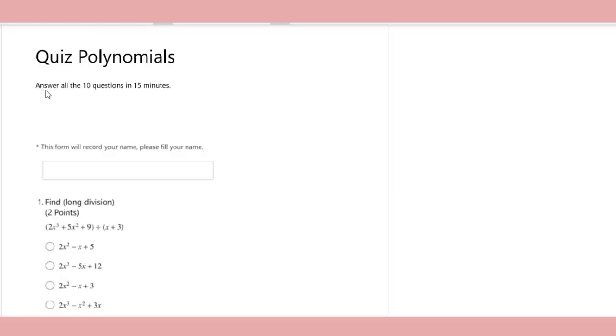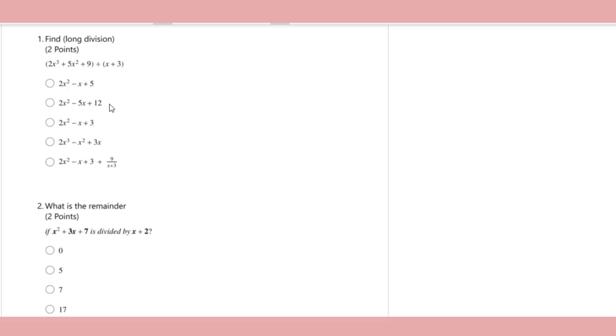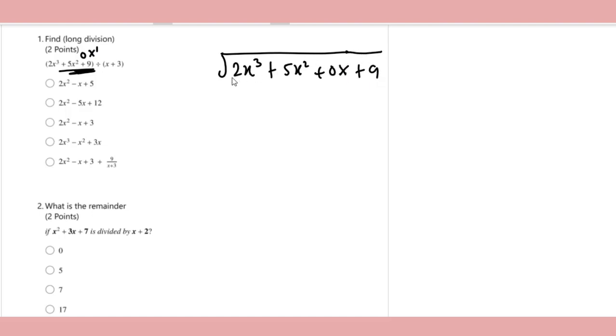With polynomials. Number 1, find this polynomial divided by x plus 3 using long division. Using long division, 2x cubed plus 5x squared plus 9. So this has no x term, 0x power 1, so write down 0x plus 9, so it's easy for you to find the quotient. This is x cubed, x squared, x power 1 and constant. The divisor is x plus 3.